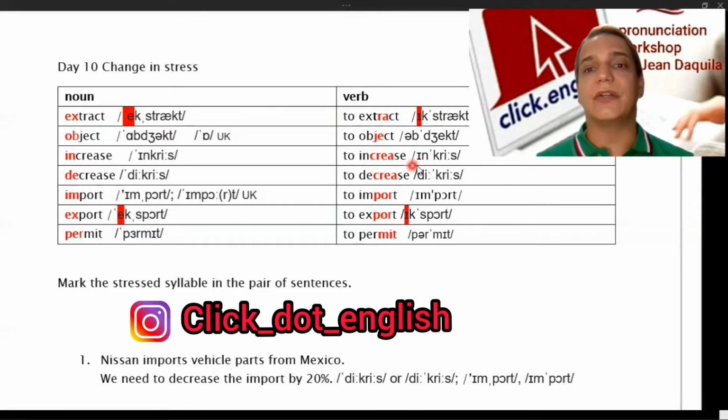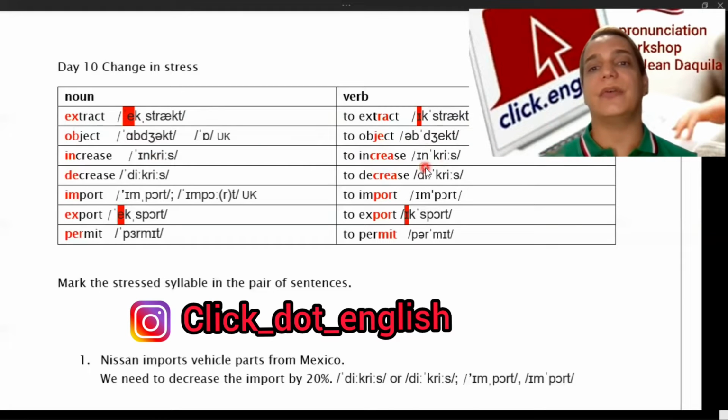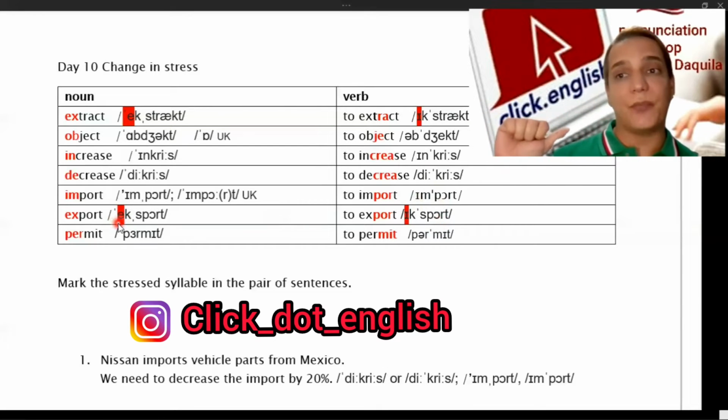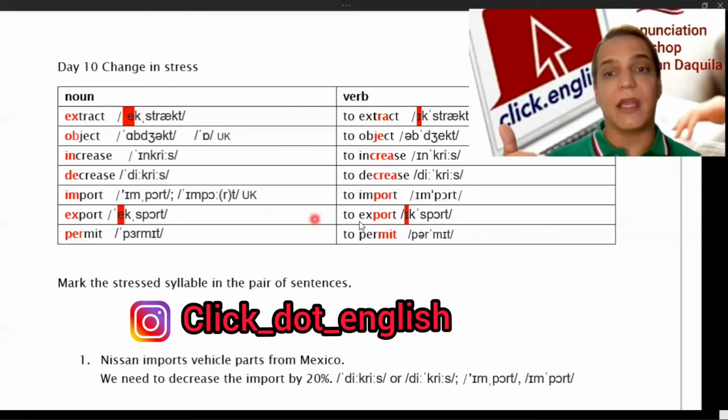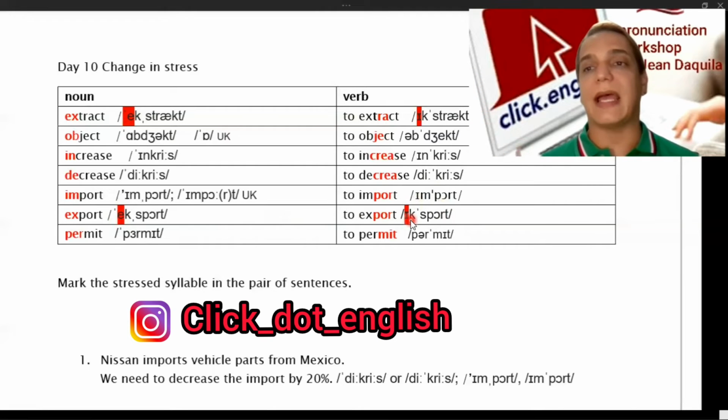And it's going to increase. It's going to increase. So from increase, I change the stress to increase. And I have to decrease, to import, and export. Here again, I have the export. Okay, the export was really good this year, and we are going to export more next year.